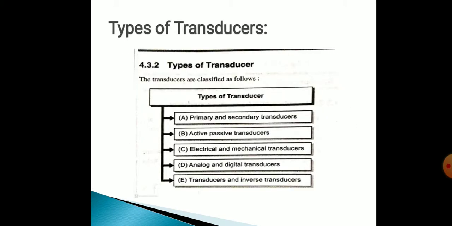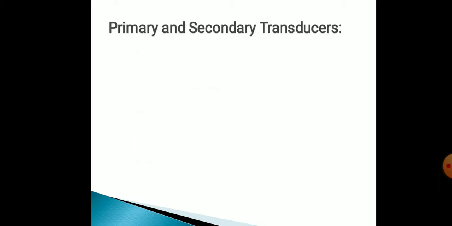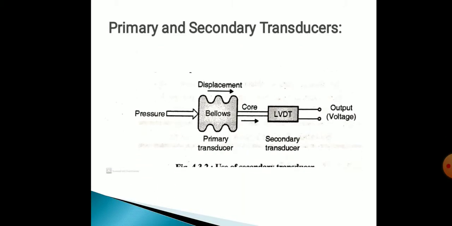Types of transducers: primary and secondary transducers, active and passive transducers, electrical and mechanical transducers, analog and digital transducers, transducers and inverse transducers. Let's start with the first type, primary and secondary transducers. It consists of bellows and LVDT. The bellows work as a primary transducer and the LVDT, which converts the pressure, works as a secondary transducer.